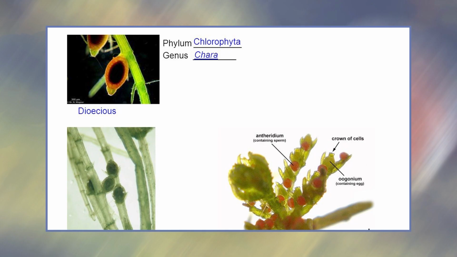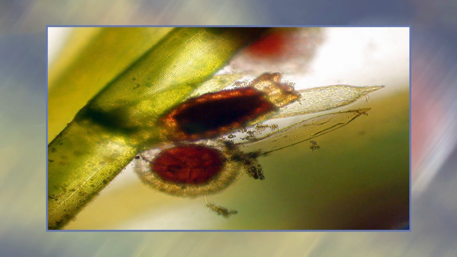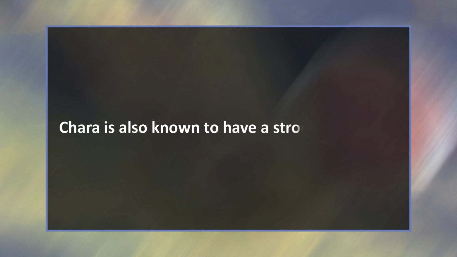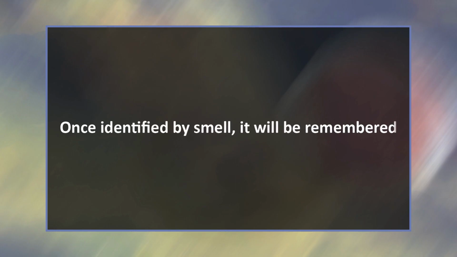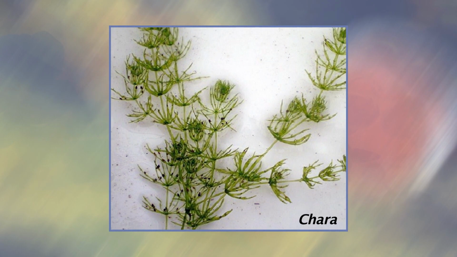Monoecious and dioecious species exist, but vegetative plants persist year-round. During times of reproduction, dark, ball-like sporangia appear seed-like along the branchlets. Chara is also known to have a strong garlic odor. Once identified by smell, it will be remembered. This macroalga has no true leaves, only branches and branchlets are present.